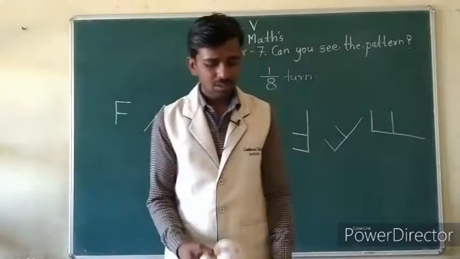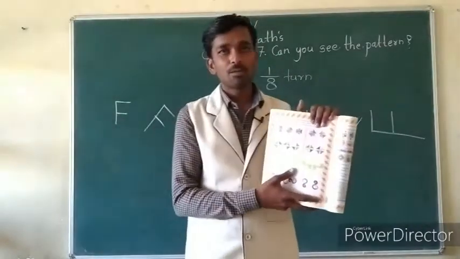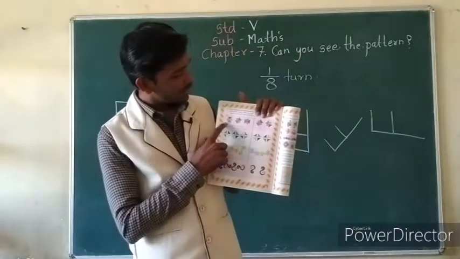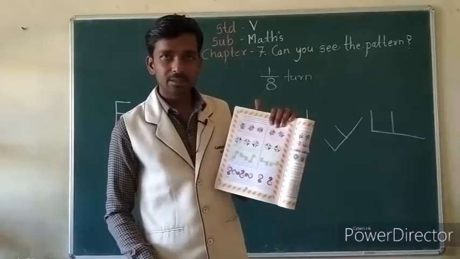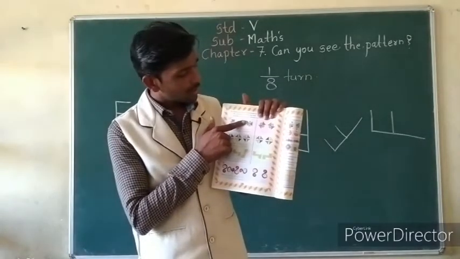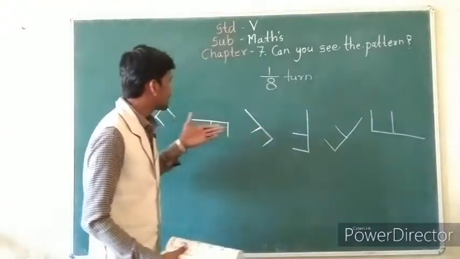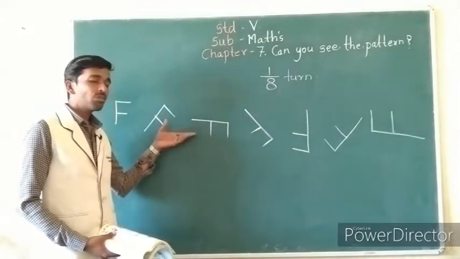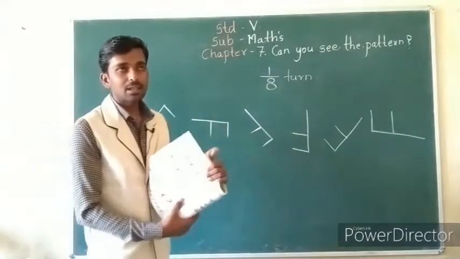For example, see this first one. For this first one, see these triangles, otherwise circles. That is turn like this. Means that is same like this. जैसे हमने F draw किया था, वैसे ही उन्होंने pattern दिया है, देखिए.